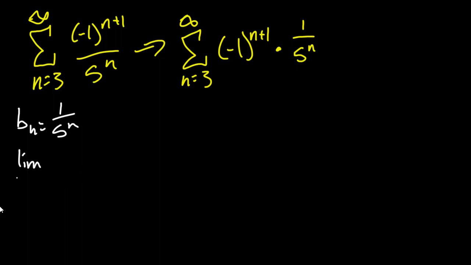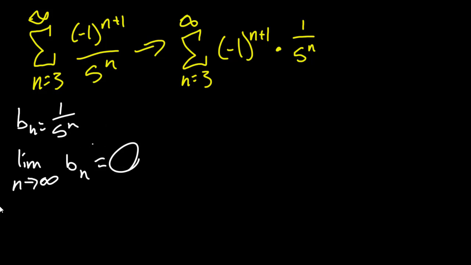The limit as n approaches infinity of b sub n. Clearly, if we go to infinity for n, we have 1 over 5 to the infinite power. Our denominator just dominates the numerator. It's infinite. That's going to be equal to 0. So our limit as n approaches infinity is equal to 0. So that's great. We've got that.